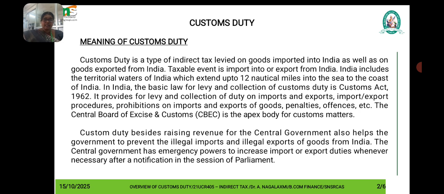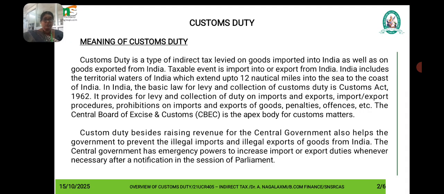Taxable event is nothing but import into or export from India. It includes the territorial waters of India, which extends to 12 nautical miles into the sea from the coast of India. That is 22 kilometers from the coast of India into the sea. That distance is said to be the limit of India. So, if the goods are moving out, that is, crossing that limit, then this customs duty comes into existence.